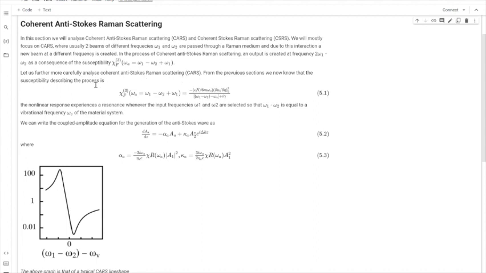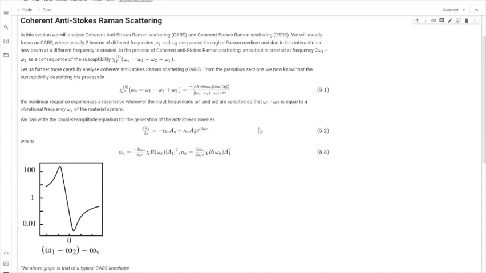Let us further analyze coherent anti-Stokes-Raman scattering. So we can describe the susceptibility that describes the process as χ(ω_a = ω1 − ω2 + ω1) using this equation 5.1, which we can get from the previous sections that we have covered. The nonlinear response experiences a resonance whenever the input frequencies ω1 and ω2 are selected so that ω1 minus ω2 is equal to a vibration frequency ω_v of the material system.